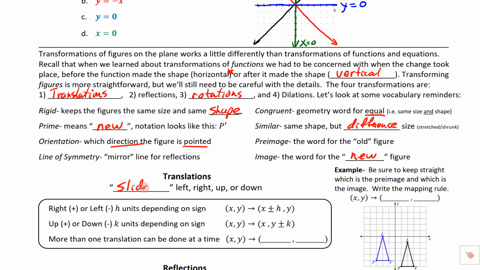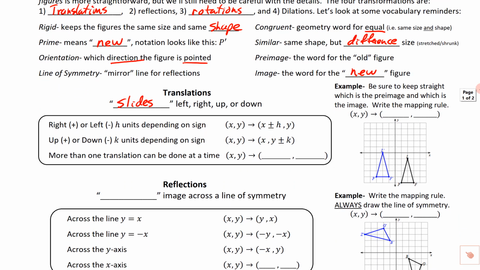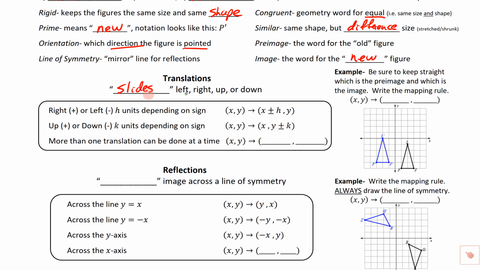Translations, if we used a shortcut word here, kind of a little more informal word, we'd say those are slides. So when we translate something, then we're going to slide it left, right, up, or down. So if we slide it left or right h units, what we're going to do is we're going to take the x coordinate and we're either going to add or subtract h.